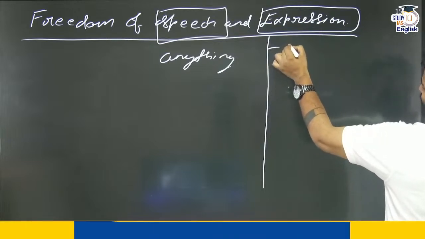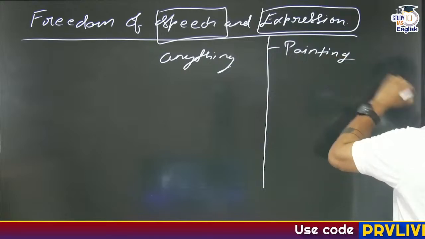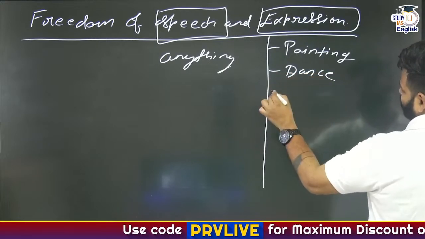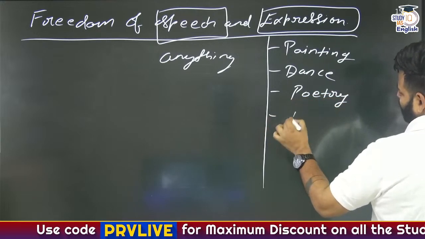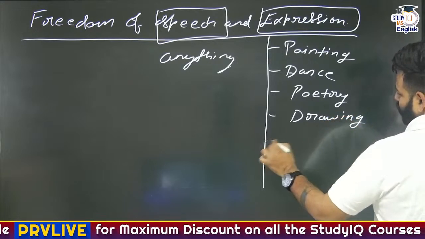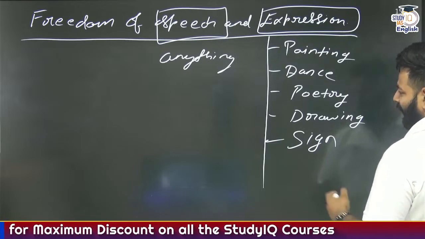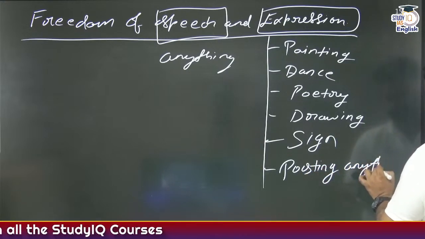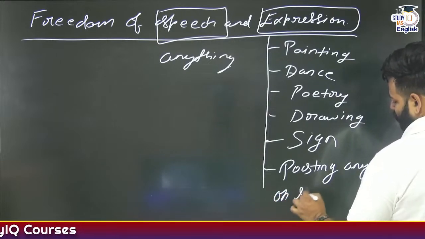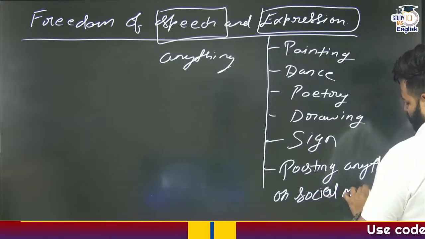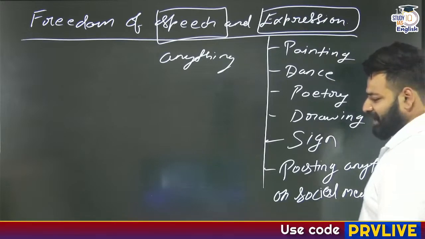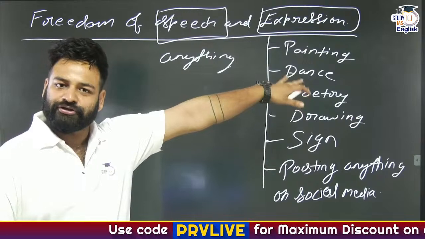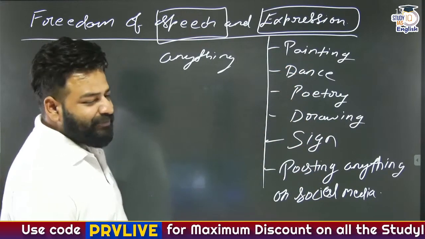See, for example, painting is an expression. There are multiple connotations to this word expression. Painting is an expression. Dance is an expression. Poetry is expression. Drawing is expression. Right? Sign language is an expression. And apart from that, anything like, for example, posting anything on social media, tweeting or whatsoever, is also an expression, right? So expression has multiple forms. Okay, so speech, yes, clearly mentioned, but apart from that, expression, okay, that is also having multiple aspects. Okay, so I can express and I can speak anything.